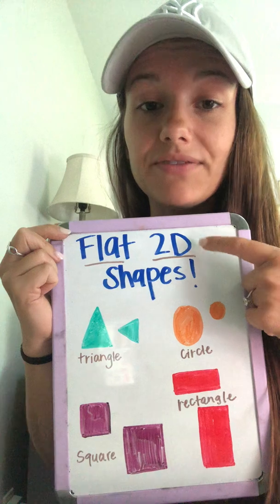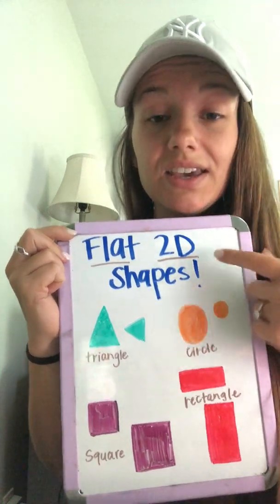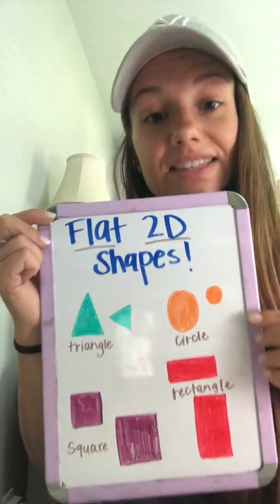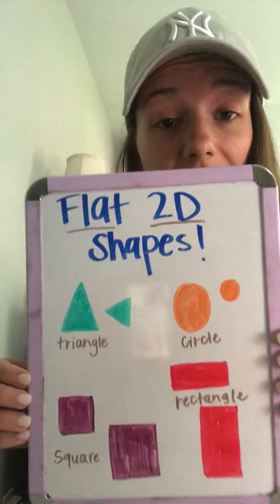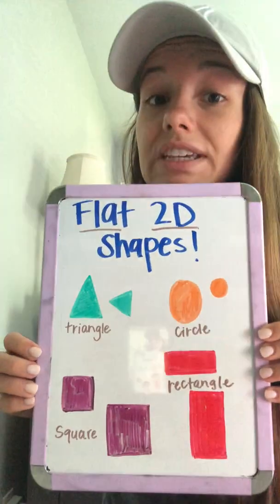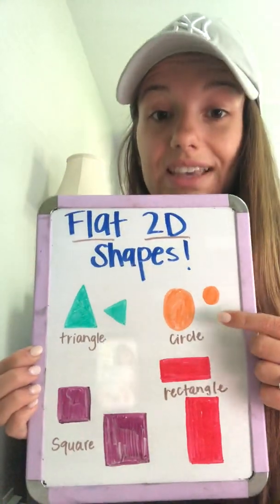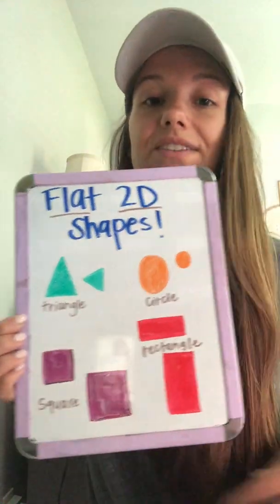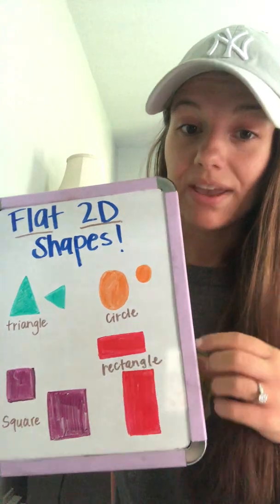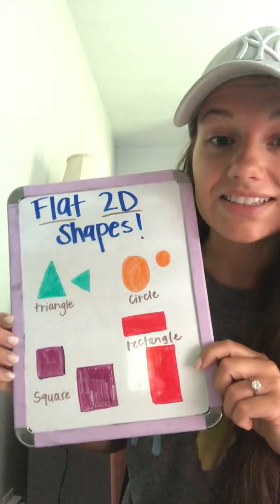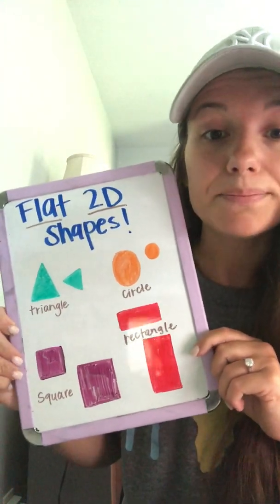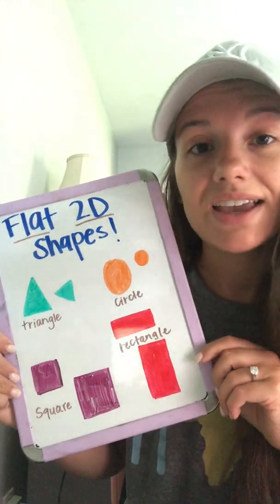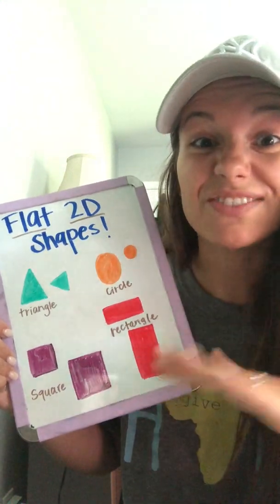The same thing about flat shapes, it's called 2D. So flat and 2D mean the same thing. So a triangle is a flat 2D shape. A circle is a flat 2D shape. A square is a flat 2D shape. And a rectangle is a flat 2D shape. Saying the shape is 2D just means the same thing as saying that it's flat.